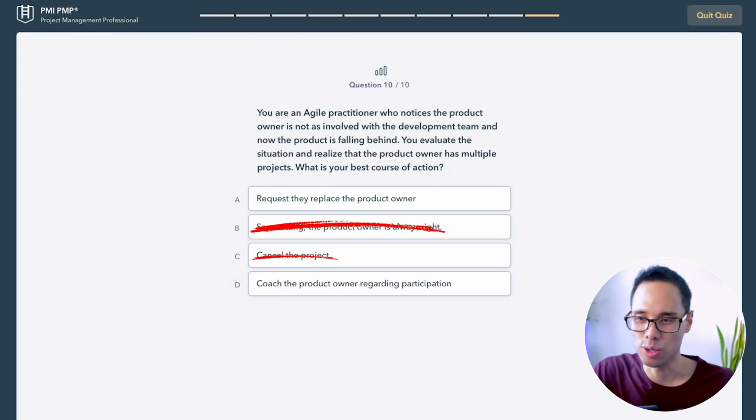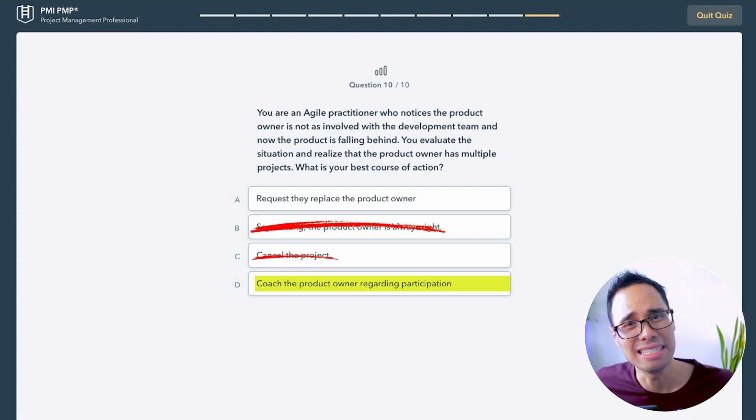Now we're left with either choice A or choice D. Choice A says to request to replace the product owner, while choice D says to coach the product owner regarding participation. Which one sounds better to you? It has to be choice D, right?